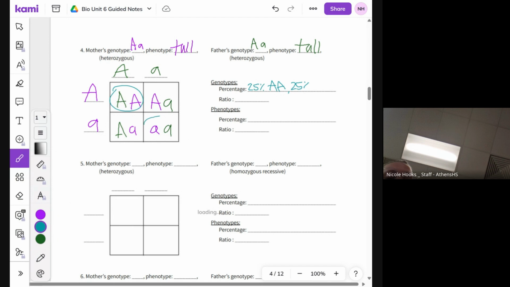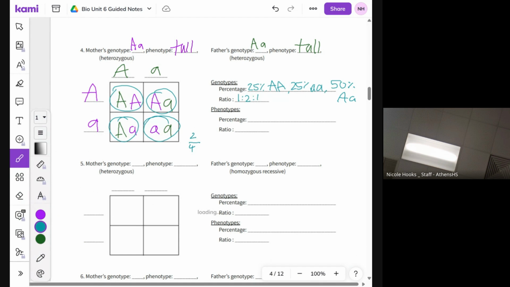25%, so one of the 4 boxes, because remember, 1/4 is 25 cents. So 1 of 4, 25 percent. And then we have 2 that are heterozygous. So that is 50%, because 2 out of 4 is 1/2, and that's 50%. So 50% are heterozygous. And the ratio is 1 to 2 to 1.